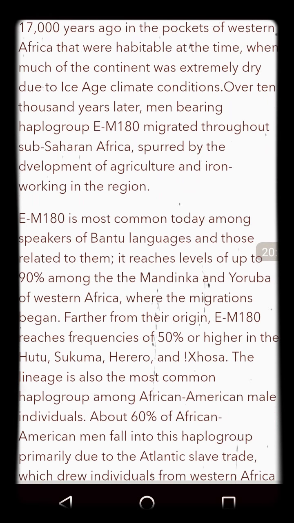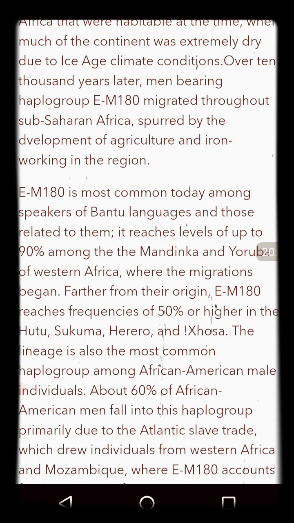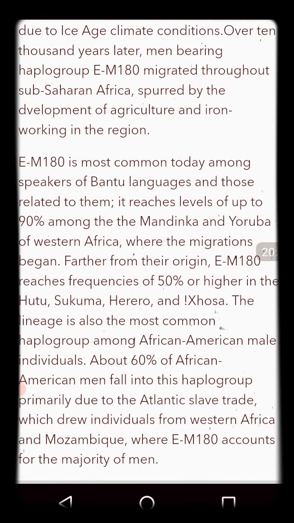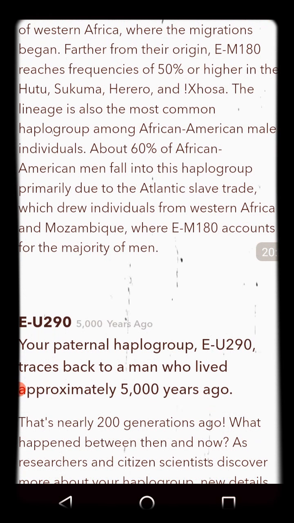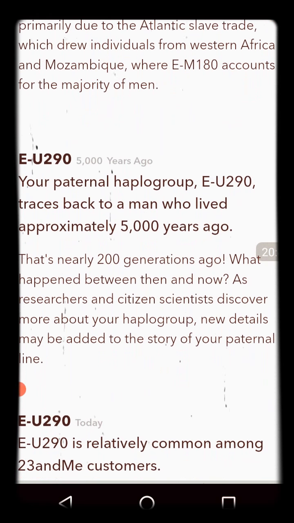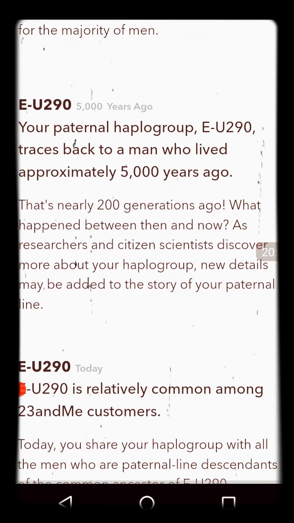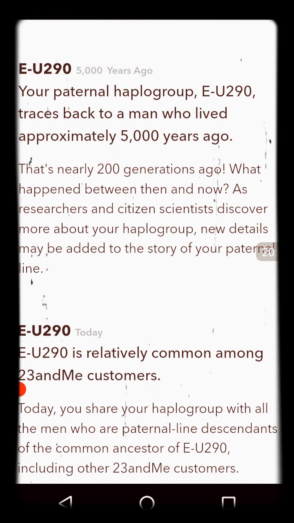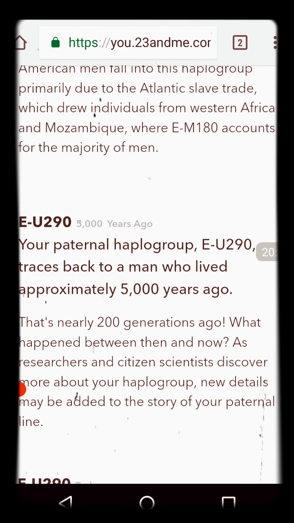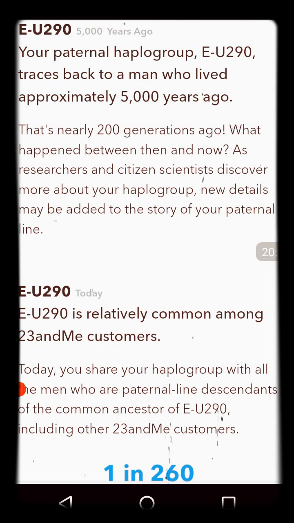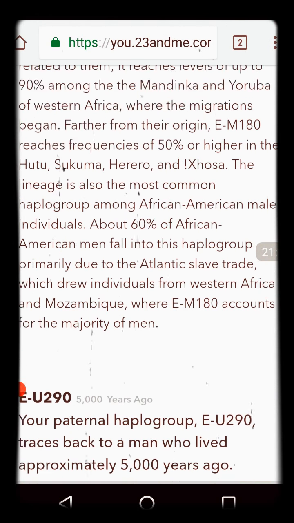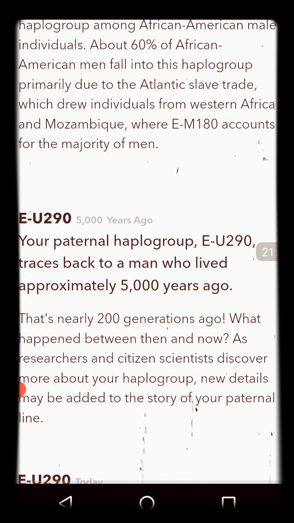Dominating this so-called sub-Saharan Africa. All right, that's the people right there. So EM180 is the branch, and here's my branch on that branch. See, because my mutation is, you know, a whole other haplogroup. You see what I'm saying? And we'll get to that later.